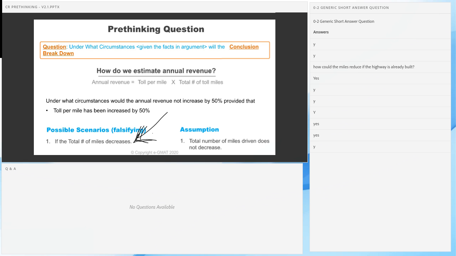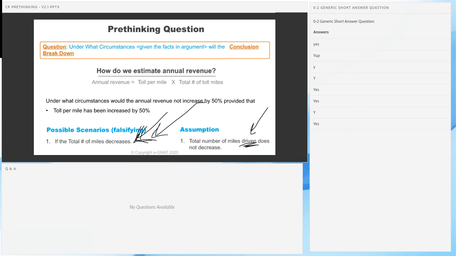Total number of toll miles traveled on the highway reduces. And the assumption is, as he said, driven does not increase. Remember, the highway may be 10 miles long, but depending on the number of vehicles, the number of toll miles driven could be 1 million miles on it. Yeah, usage is the total number of toll miles. Let's look at every answer choice. But is this clear? Yes, yes, yes.